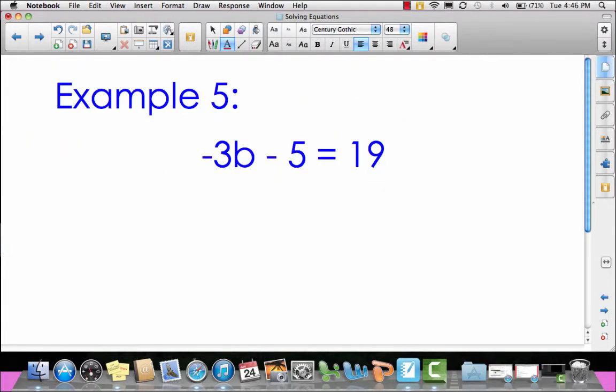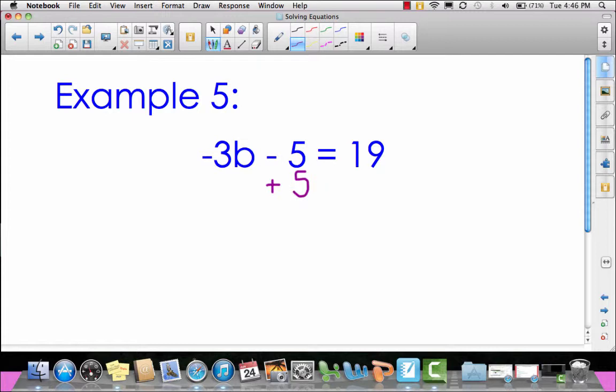And our final example is also another two-step equation. Again, keeping in mind I always add or subtract first, I know that I need to start with this negative 5. And in order to get rid of a 5 that's being subtracted, I'm going to use the opposite operation, and I'm going to add 5. So we're going to do plus 5 right here.